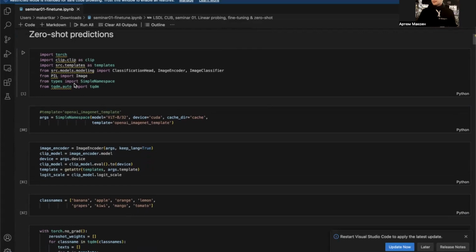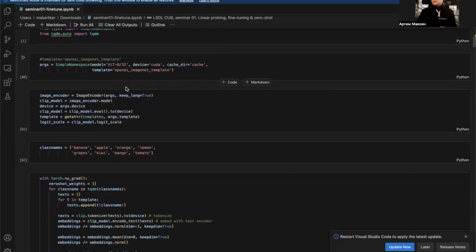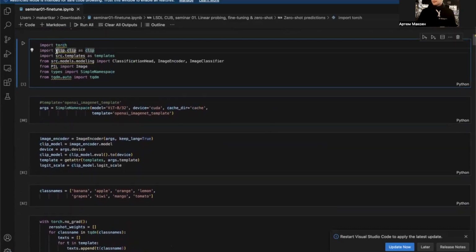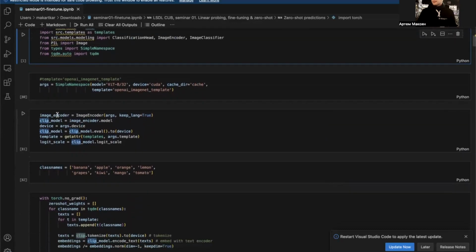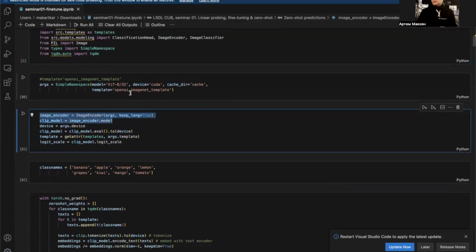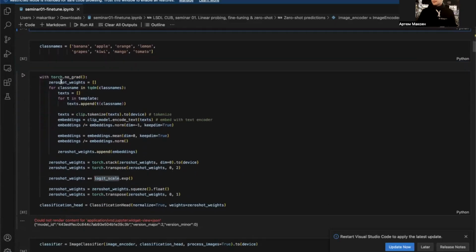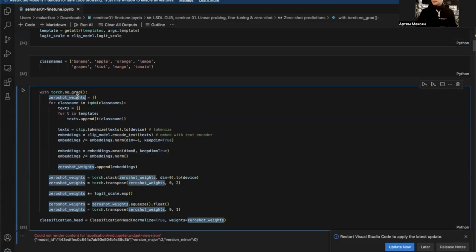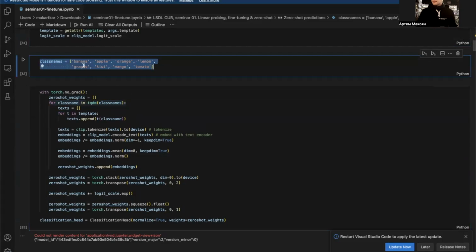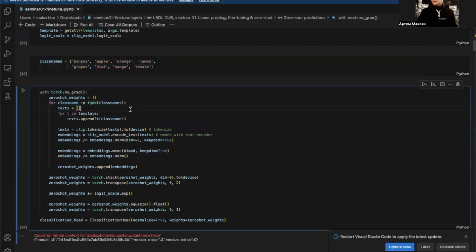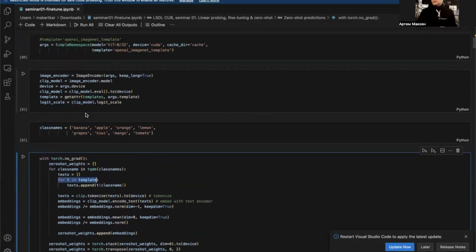Let's see how zero-shot predictions can be made. We took a notebook from my classes. We can use the CLIP library. It has an image encoder with pre-trained weights. So the idea is we want to take zero-shot weights. We iterate over class names like banana, apple, orange, lemon. In each task, you have your own class names. And then you iterate through templates.